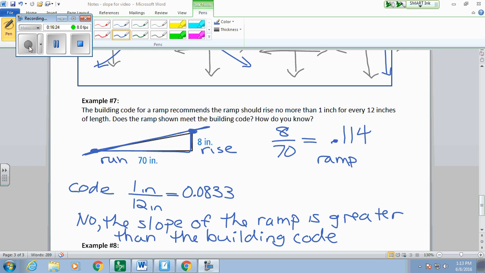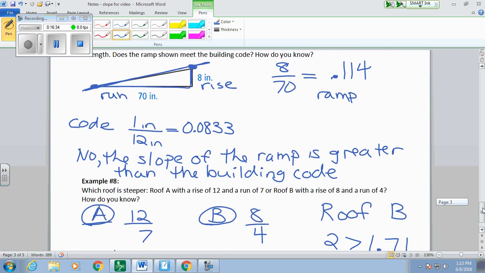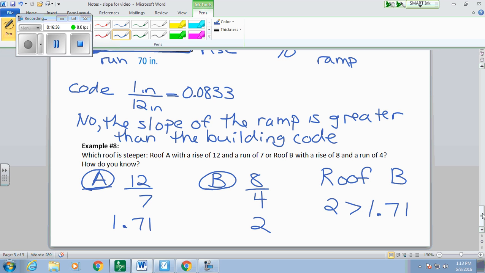Almost there. Last example, number 8. Go ahead, give that one a try. Pause the video. I got that roof B will be steeper, because roof A had a slope of 1 71/100 and roof B had a slope of 2. Since 2 is greater, my answer will be roof B.